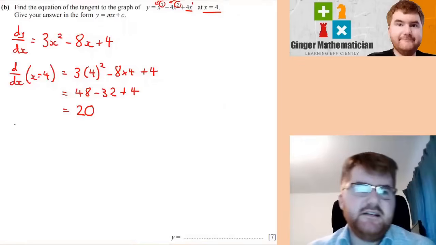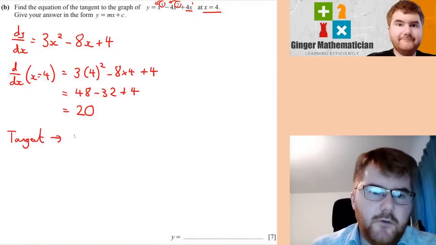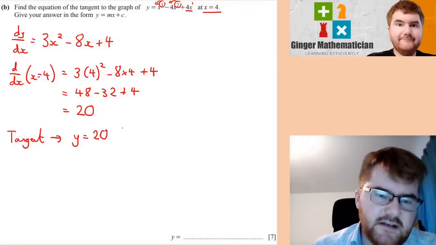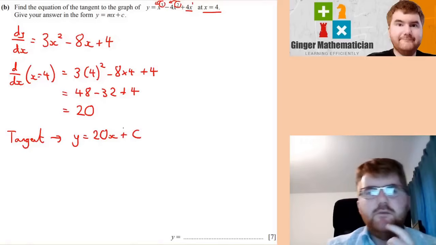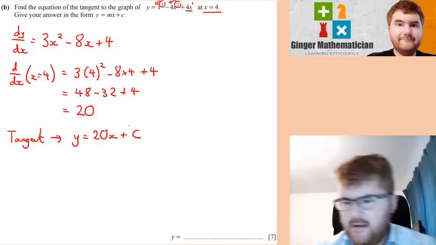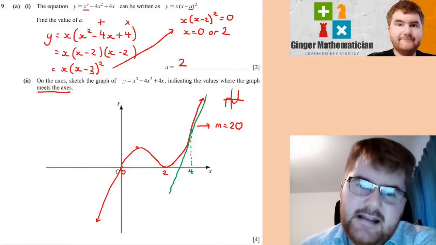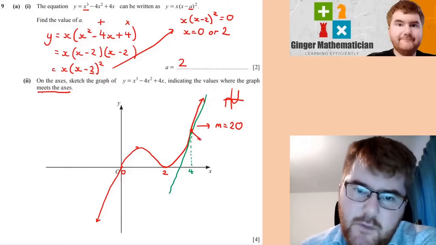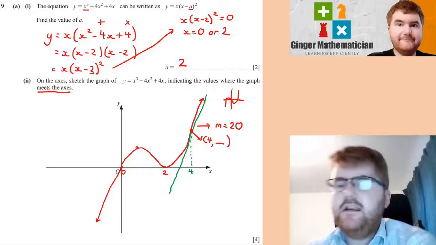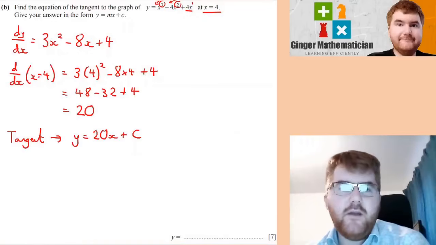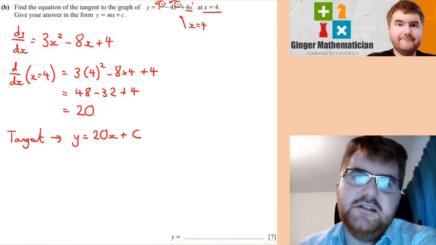Now that means that the tangent line has the form y equals 20x plus c. And now we need to work out the y-intercept, this c. The only point that we know on this particular tangent line is this point here. We know the x-coordinate is 4, but we currently don't know what the y-coordinate is. The way we can work that out is to substitute x equals 4 into this equation.